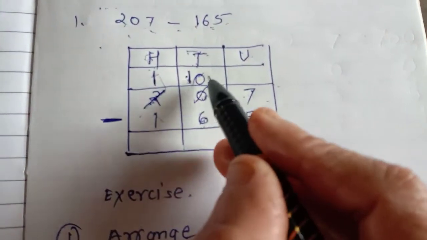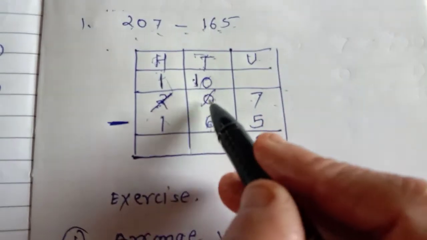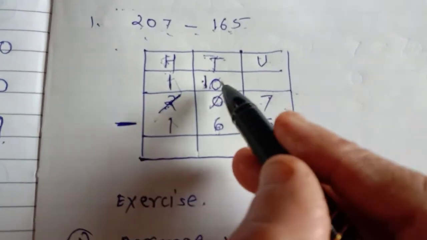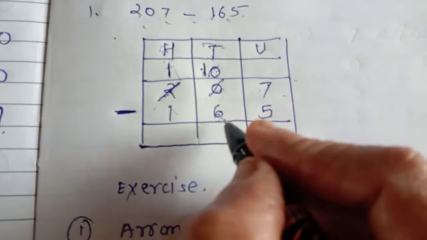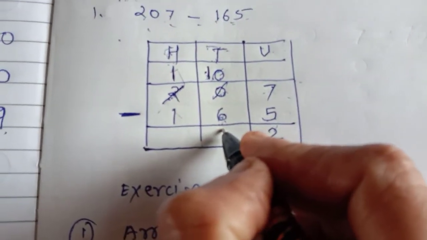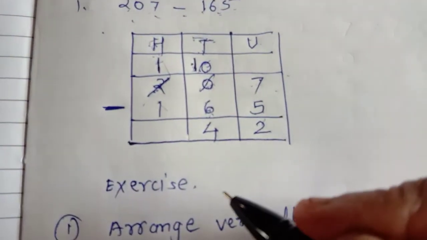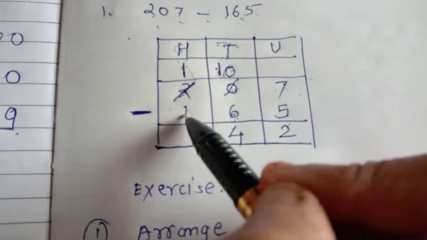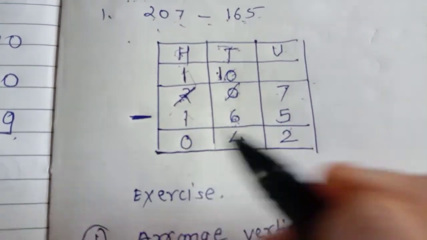Now you write this 0 here. That is 10. 10 tens plus 0, that is 10 tens here. Okay, so 10 tens minus 6. So 10 minus 6, that is 4. Okay, and 1 minus 1, 0.